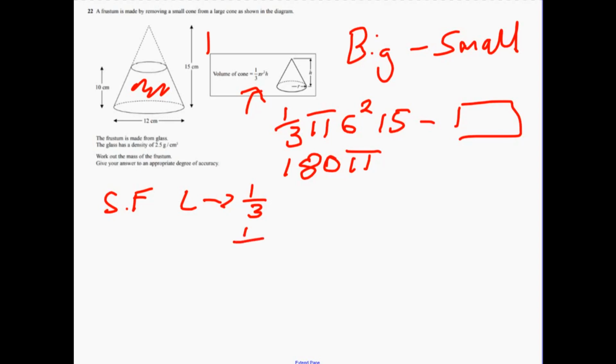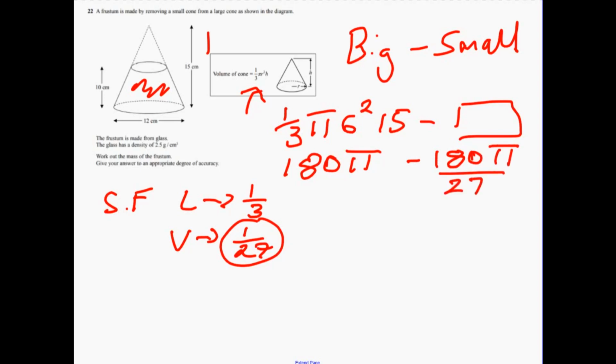So it will actually be 1/27 for volume. Area is 1/9, by the way, right? That'd be 3 squared. So that's going to be 180 pi take away 180 pi over 27. So if you work that out, just pop that into your calculator, and that will give you 520 pi over 3. I haven't done anything there. I've just popped that into my calculator.